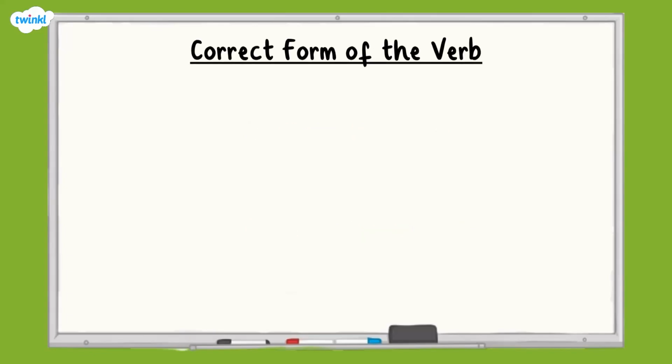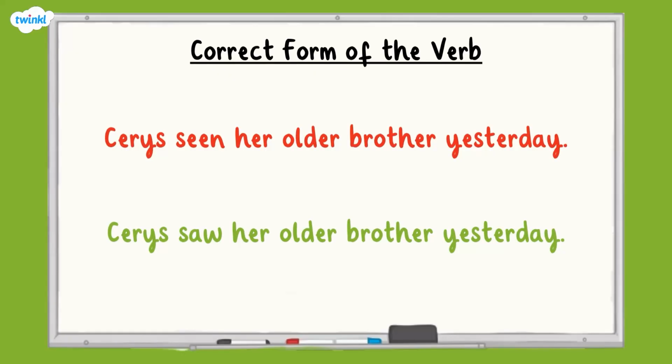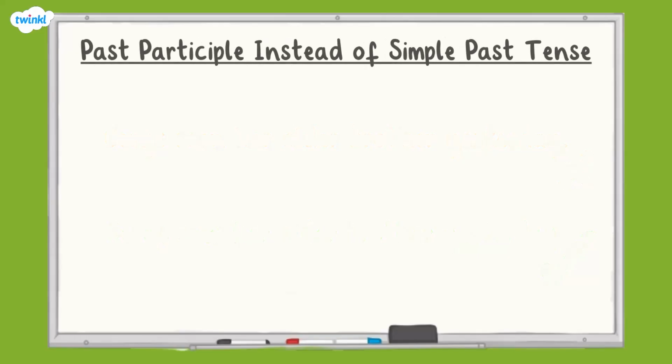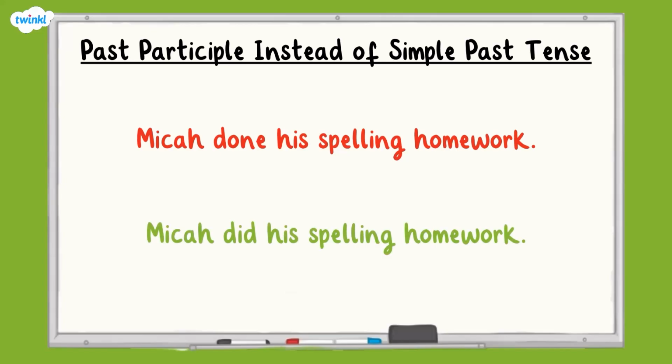It is also important to make sure that the correct form of the verb has been used. Keris seen her older brother yesterday. Should be, Keris saw her older brother yesterday. Seen is the past participle, whereas the correct form of the verb was the simple past tense saw. Here is another common mistake where the past participle is used instead of the simple past tense. Micah done his spelling homework. Should be, Micah did his spelling homework.